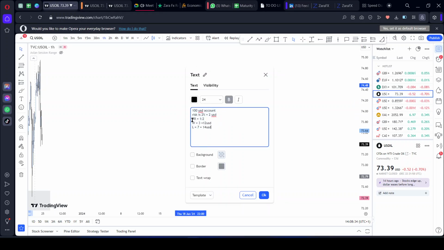So on this, that means that if we won 4 trades and lost only 6, that place will be 14, 14 and 12.